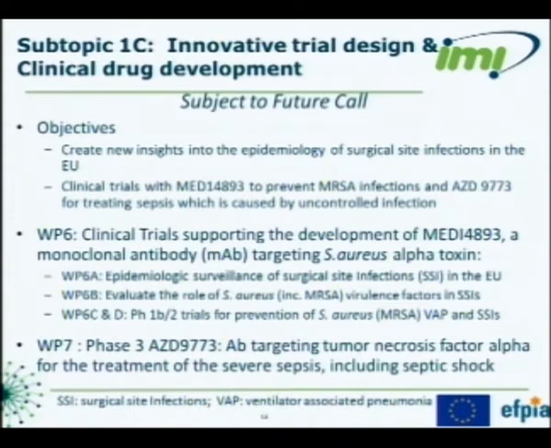The first work package there is to get a better understanding of the epidemiology of surgical site infections across Europe. The second component there is to understand the role of virulence factors in causing these surgical site infections. And then the final two work packages are to actually evaluate the activity of the molecule, the antibody, in preventing Staph aureus MRSA infections in ventilator-associated pneumonia, which is associated with a high level of mortality, and surgical site infections.